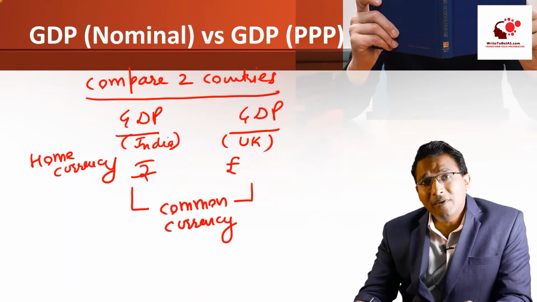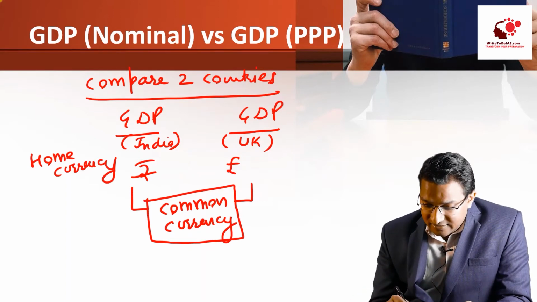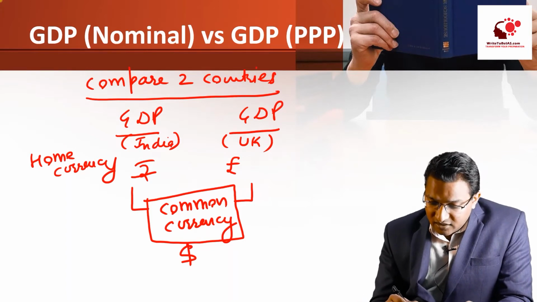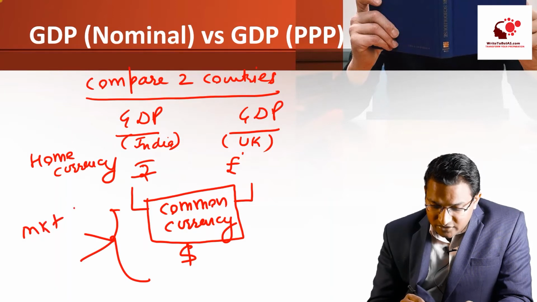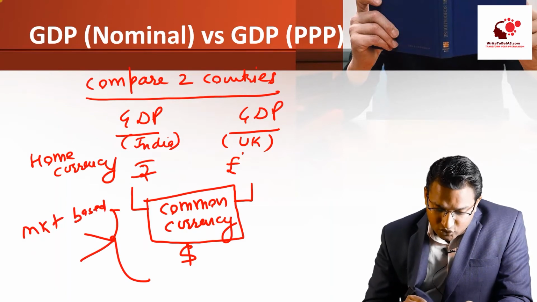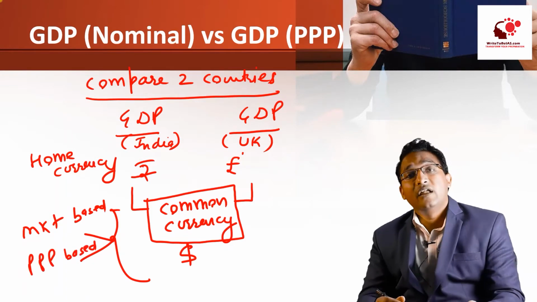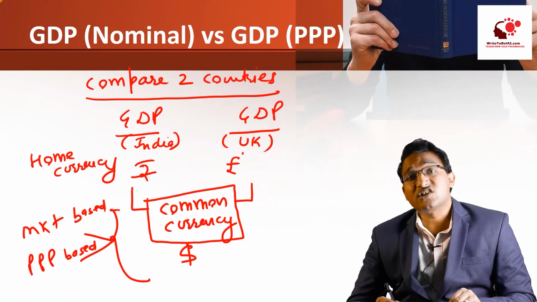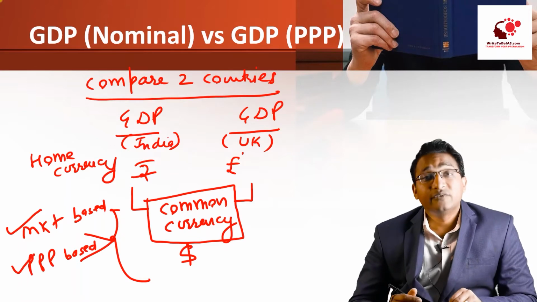We will convert into a common currency, and let us say this common currency is dollar. Now this conversion from rupee and pound into the common currency can either be based on the market based exchange rate or it can be based on the PPP based exchange rate. So please tell me, if we really want to compare the exact worth of the two countries, which exchange rate should we follow? Should we follow the market based exchange rate or the PPP based exchange rate?